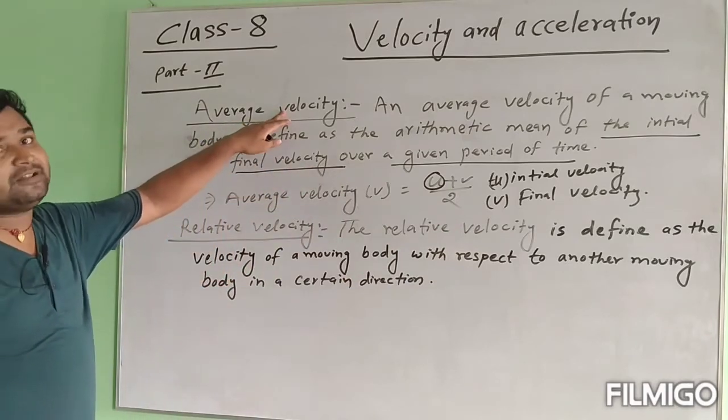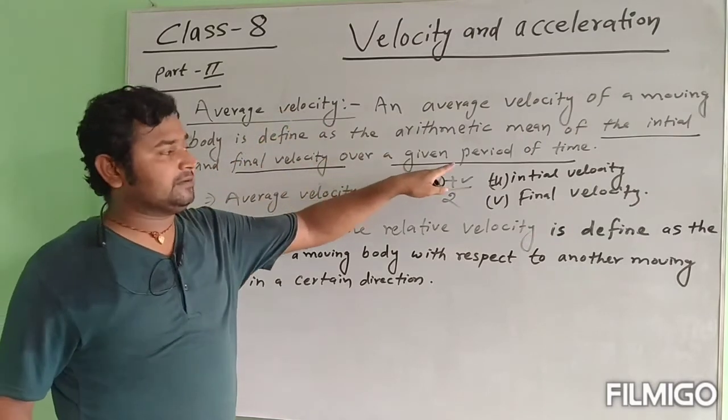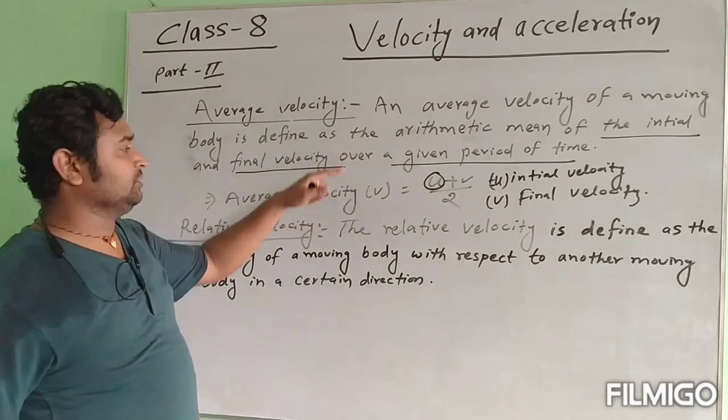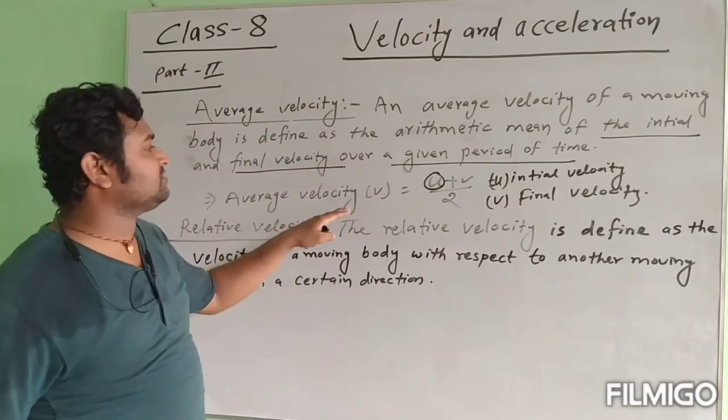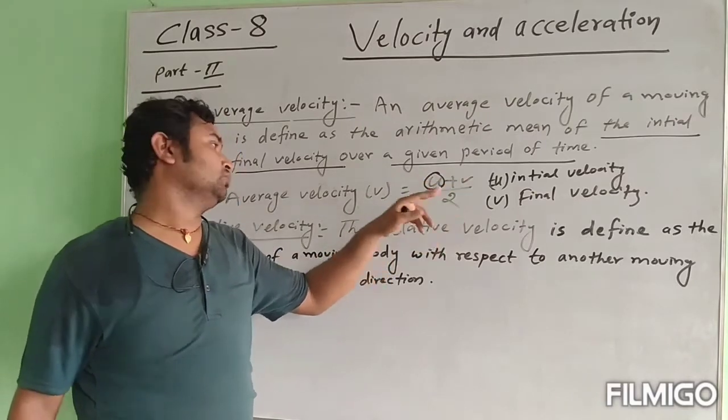Initial position and final position, and the time taken, the time period, that is called what? Average velocity. So we can easily calculate the average velocity as initial velocity plus final velocity divided by 2.